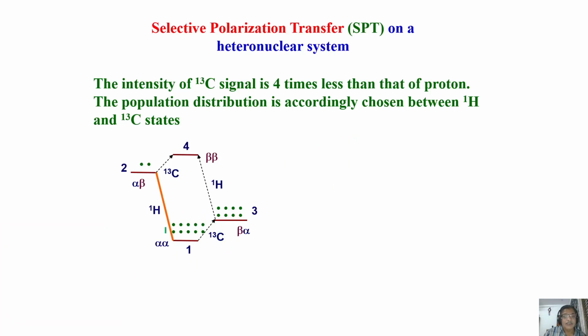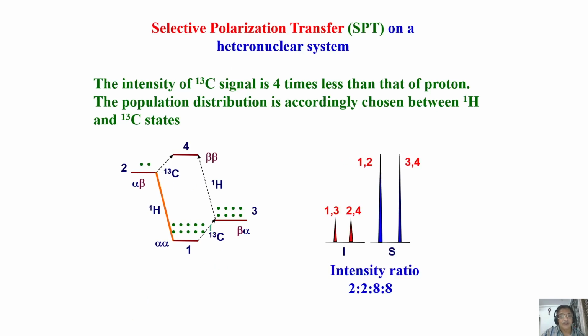As I said, carbon 13 is less sensitive, 4 times less intensity compared to proton. So I have put the populations in a different manner here. In the case of proton, it was 4-2-2-0, so that all 4 transitions have equal intensity of 2. But now I have deliberately made this such that the carbon intensity is 4 times smaller. That is because carbon gamma is 4 times smaller. Now let us see what the intensity is. I put 10 spins here, 8 here, 2 and 0.